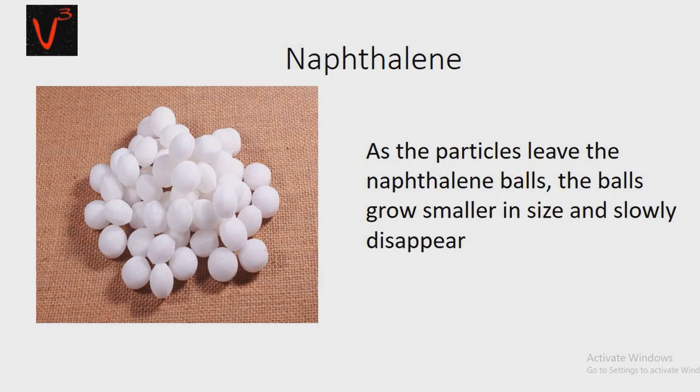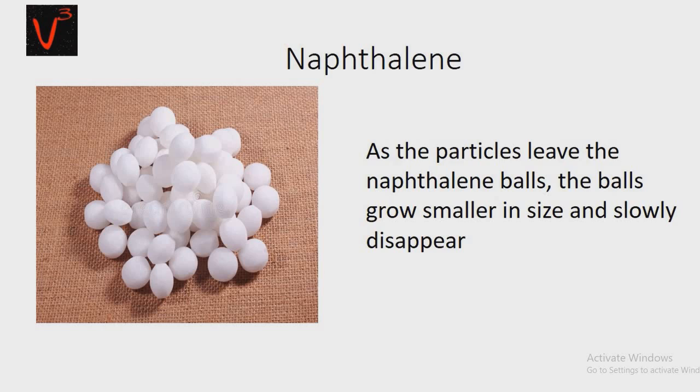So let us understand this. When your mother keeps this naphthalene ball inside the clothes, what happens after a few days when you open the clothes and see? These naphthalene balls have become small in size. That is, they slowly reduce. How are they reducing? Because these naphthalene balls directly convert themselves into gaseous state once they are kept in open space.